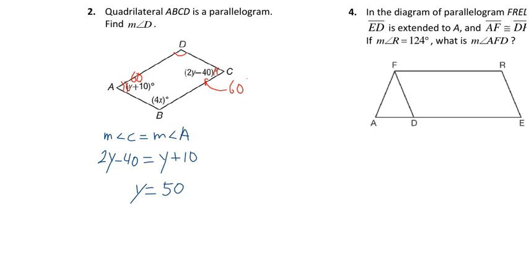And now to find the measure of angle D, I actually don't even need to use this 4x, because I know that two consecutive angles such as C and D are supplementary. I know that these two together add to 180, so the measure of angle D should be 180 minus 60. So the measure of angle D is 120 degrees. And that is the end of problem number 2.